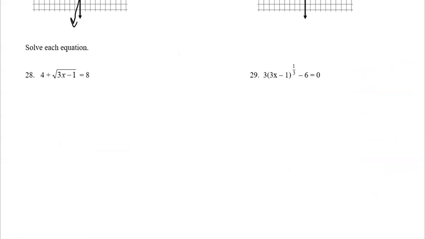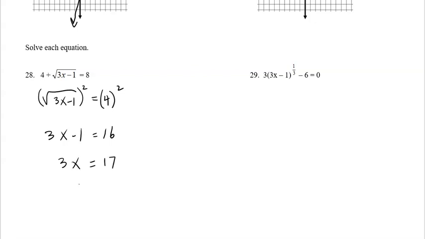So here's some radical equations, and the way we solve these radical equations is first isolate the radical. So my first move is to subtract 4 from both sides. Then this is a square root, so I'm going to raise both sides to the 2nd power. And that gets rid of the radical. I add 1 to both sides. I divide by 3 on both sides, and so my answer for number 28 is 17/3.